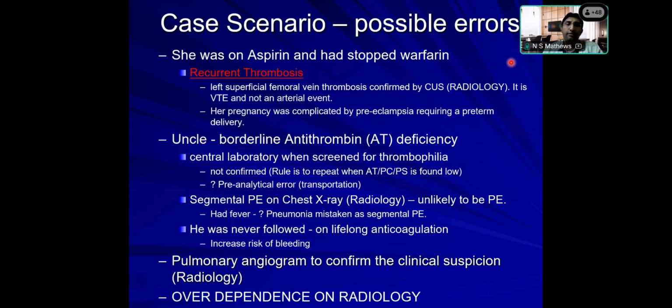So she was on aspirin and had stopped warfarin. Now this is a case of recurrent thrombosis. We know that she had this left superficial femoral vein thrombosis confirmed by compression ultrasound, basically on radiology, and it was not an arterial event. Yet she was on aspirin and warfarin was stopped. We also know that she had a pregnancy complicated by preeclampsia, which required delivery. That's her case, which was probably not correctly managed.